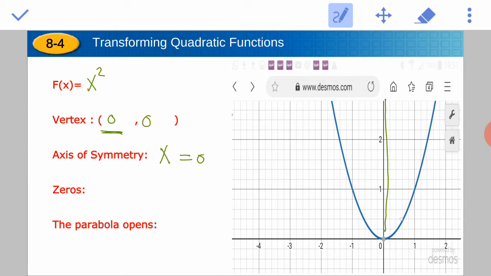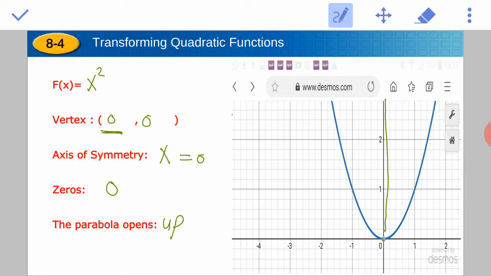The zeros of a quadratic function occur when the parabola intersects the x-axis. In this situation, the parabola only touches the x-axis at one point, where the x-coordinate equals 0, so the only zero is (0, 0). The opening direction of this parabola, guys, is upward.